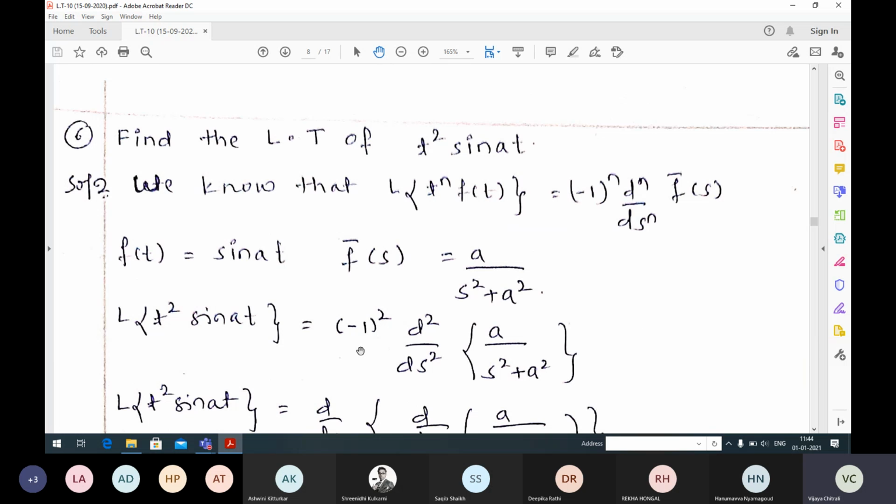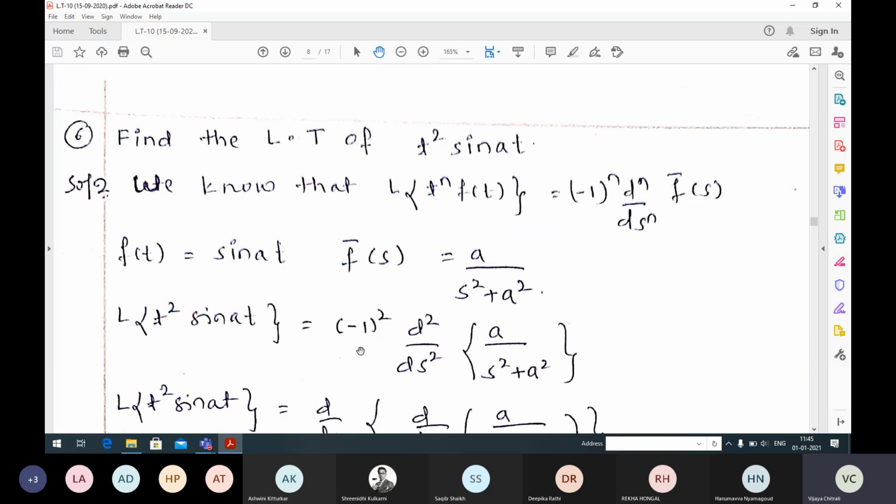Now move on to the next example. Find the Laplace transform of t square sine at. Compare this with the Laplace transform of t raised to n f of t. Then what is n? n is 2. And what is f of t? Sine at.